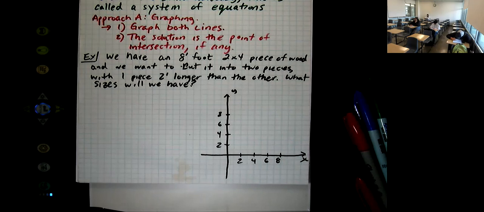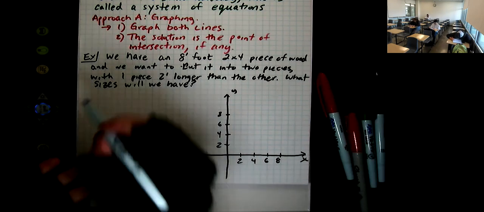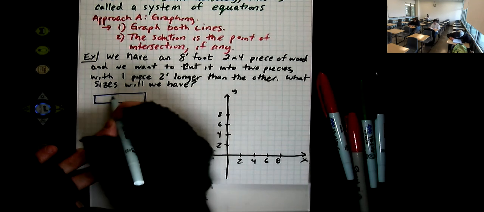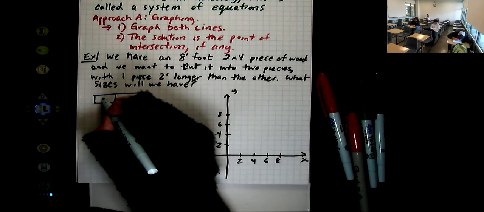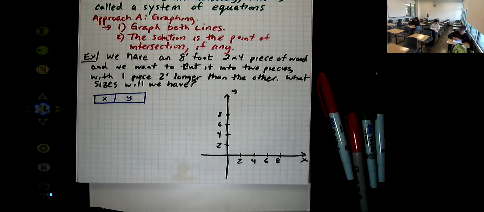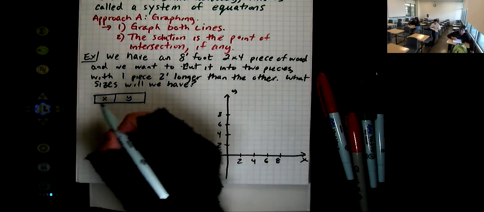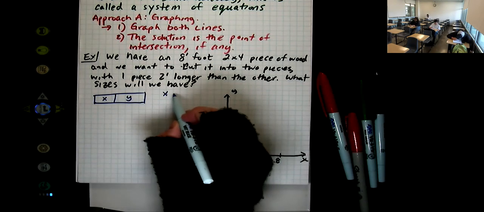Set up a little graph. We need to work on the equations first. So let's say I've got this piece of wood, and one side needs to be a little bit longer than the other. Let's say the short one is X and the longer one is Y. X and Y are lengths.